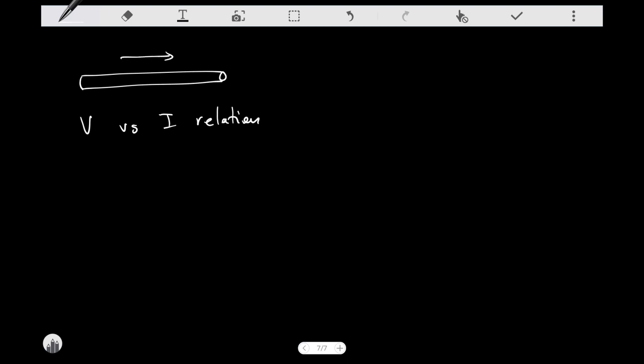Okay, so then let's consider the potential drop versus current relation over a wire. Again, we choose a direction and measure both current and the potential drop by using the same direction. So I'm going to place the current on the horizontal axis and the potential drop on the vertical axis.